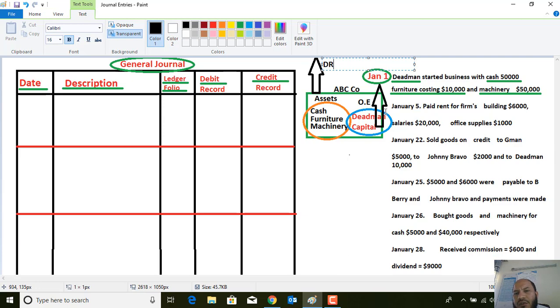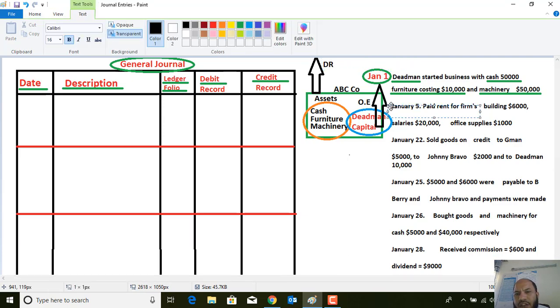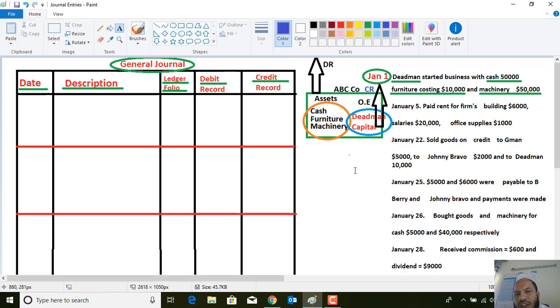But an increase in owner equity is a credit record, and we should record that at the credit side. So we understand all the accounts. Now we will record these accounts into the general journal.